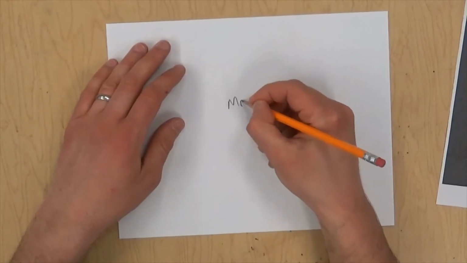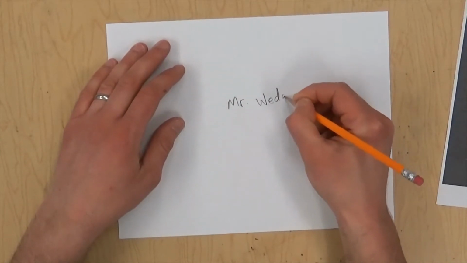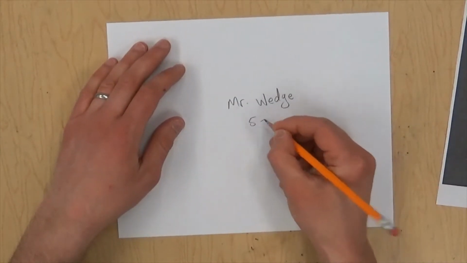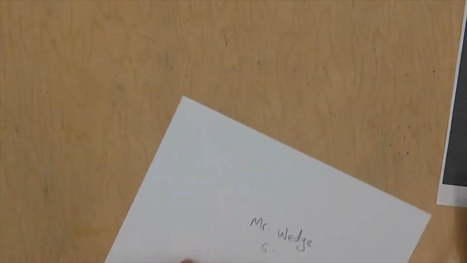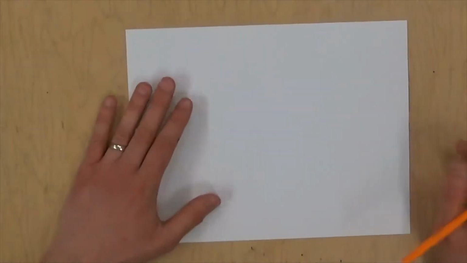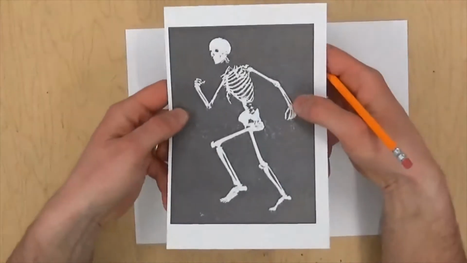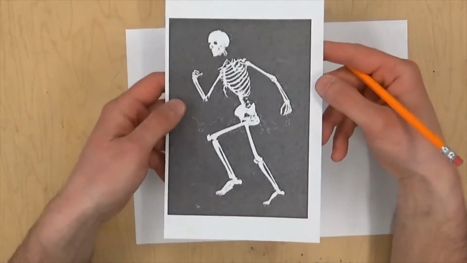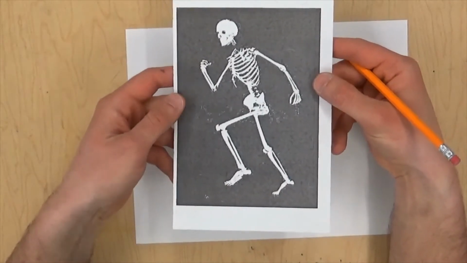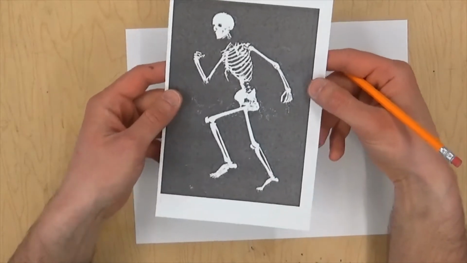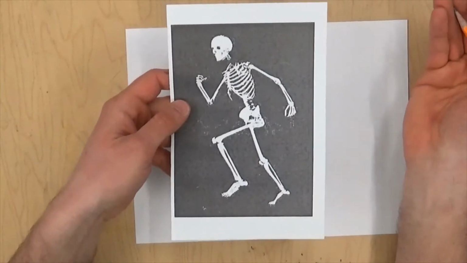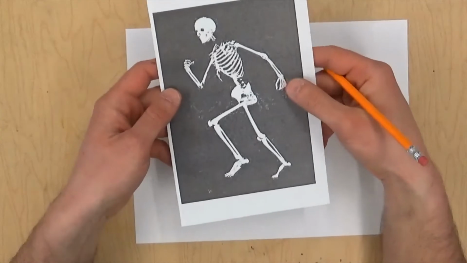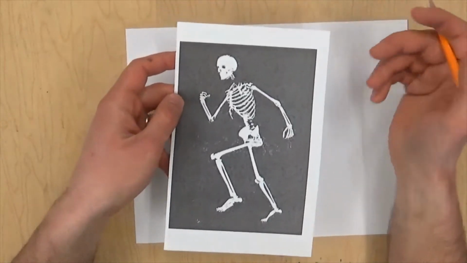So first thing we're going to do is put our name on the back and our class code, 5-something. Flip it over, and you've got to have a printout of a skeleton, but it doesn't matter what pose it is. So this person looks like they're running. I don't know if it's a man or a woman. I don't know how old they are, but that part's up to you, okay? You just need to be able to trace this and add to it.